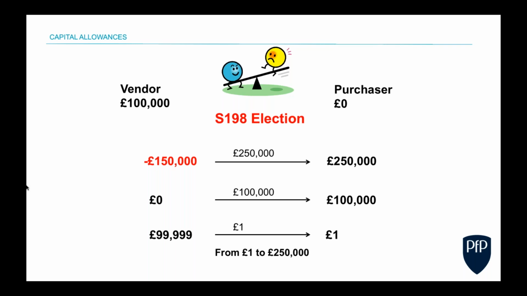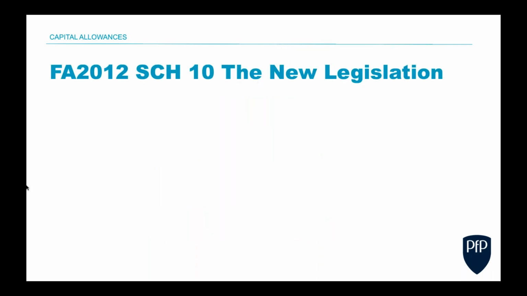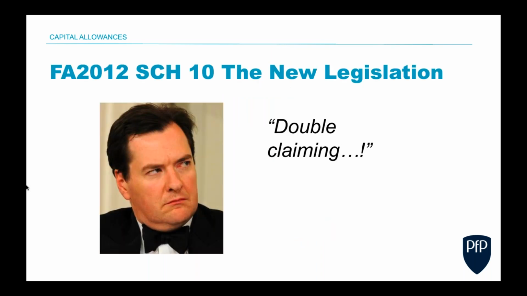Well, the problem before 2012 was that the most common election you saw was one that didn't exist at all, mainly because the conveyancing profession was generally not putting forward any form of advice in this area. And because of that, George Osborne, you remember him, it seems a long time ago now, he felt that people were double claiming relief.